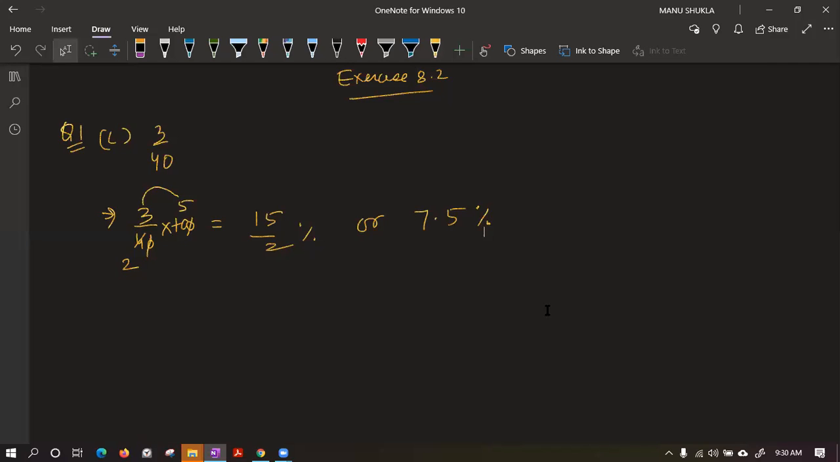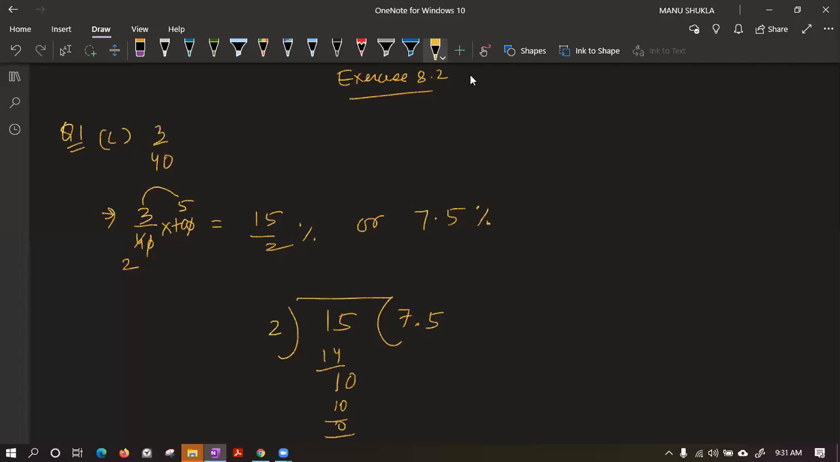Sir, how did 7 come? Where? 7.5, because I solved it. Now, 2 and 15. If you solve this, you will get 2 sevens are 14. 1 is remainder. Put a decimal over here. It becomes 10. 2 fives are 10. That's it. From here, we got 7.5. Yes, beta, because we have converted it into decimals.